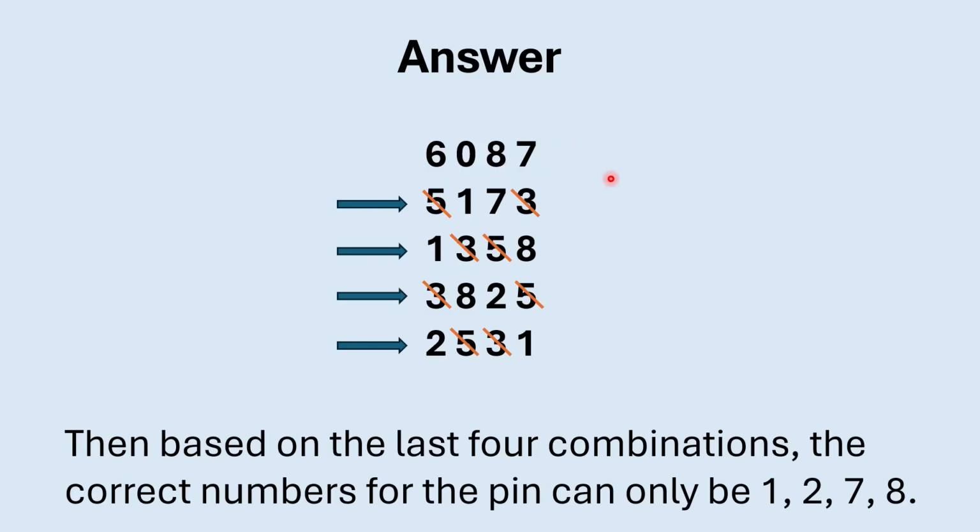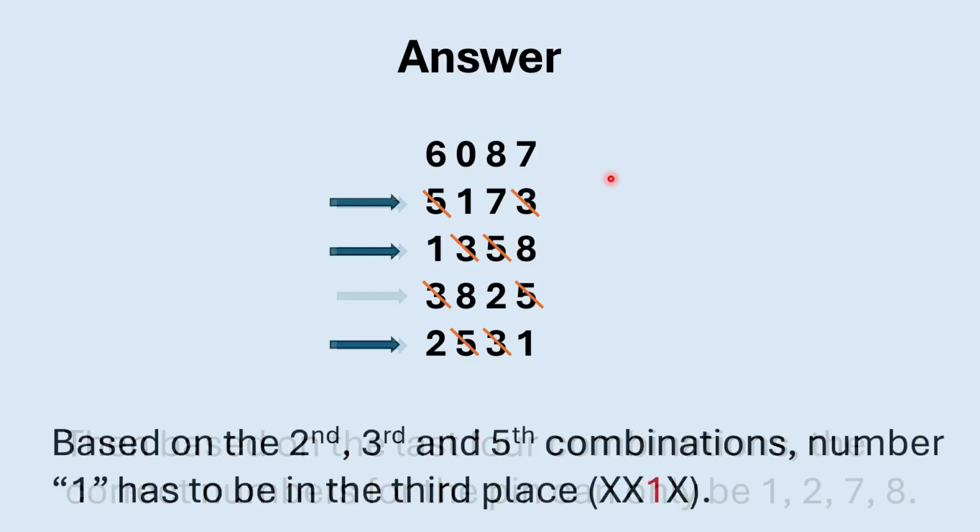Okay, so the next step is to determine the correct places for these 4 numbers, 1, 2, 7, and 8. Firstly, let's have a look at the 2nd, 3rd, and 5th attempts. Because number 1 has appeared at the 2nd, 1st, and 4th places, and they are all wrong, that means the number 1 must be in the 3rd place. So we have determined the right place for number 1.